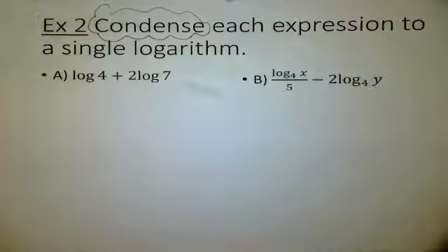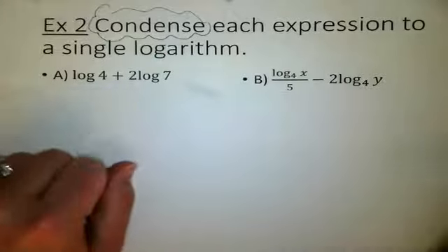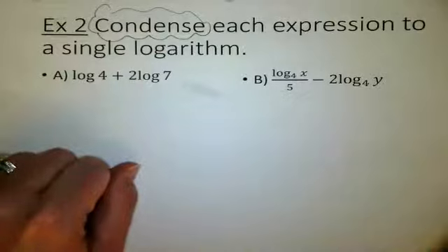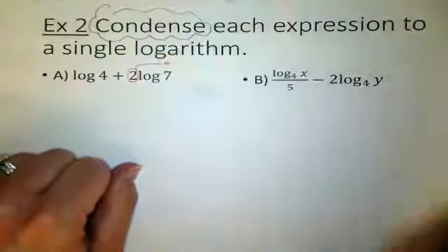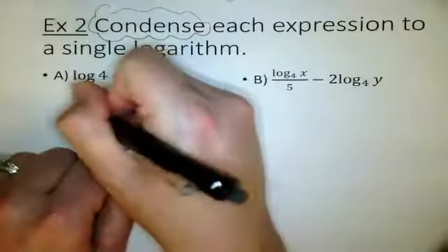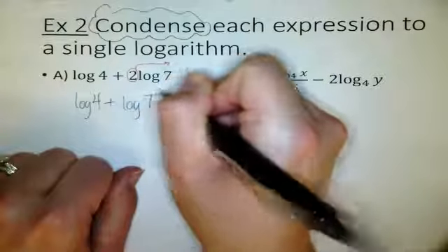So the first thing we want to look for are any powers. If there's any numbers in front, we want to move those back up to their power position. So on the first one here, log of 4 plus 2 log 7. Is there anything that we need to move? The 2 in front needs to go back up to its power position. That gives me log of 4 plus log of 7 squared.